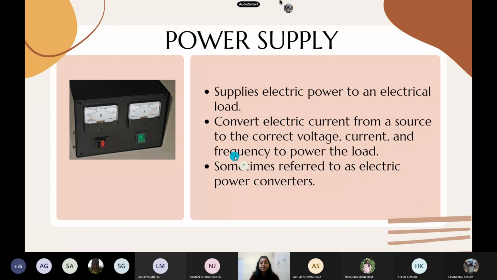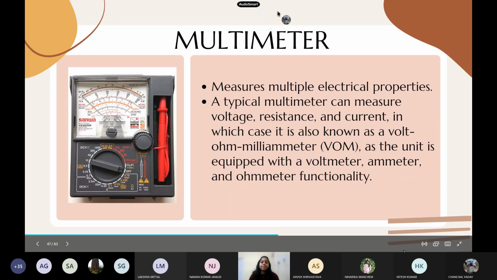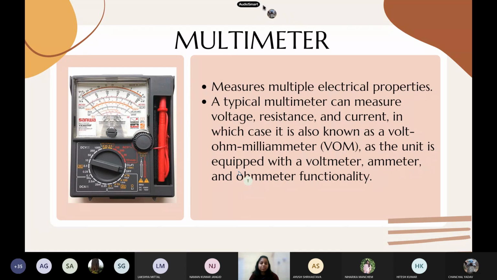Then let's go to the multimeter. A multimeter is a measuring instrument. We can measure voltage, current, and resistance with this. Some of them can even measure temperature. Here, what you see is for the current measurement, and this knob is for setting the DC and AC voltages. And you can set various other things here too.